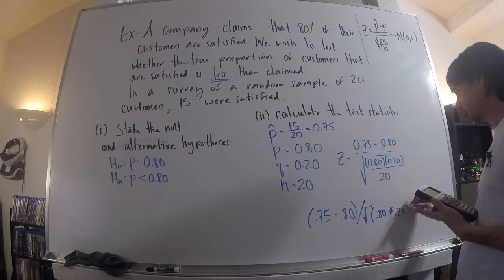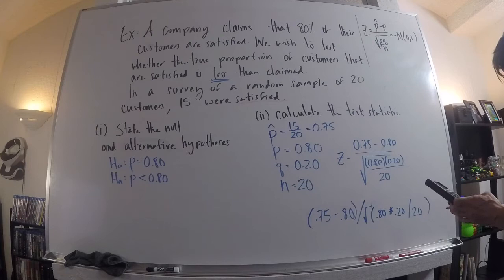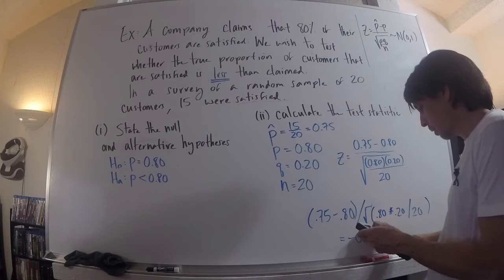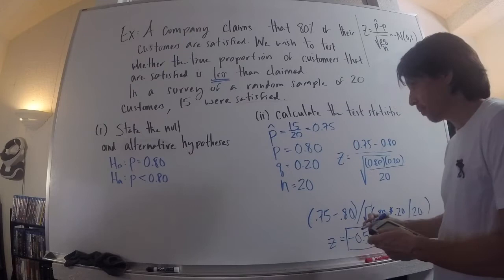And let's do this together. Make sure you do this. Our computations are getting more and more involved. They're not bad, but they are prone to errors if you're not conscious of order of operations. Okay, and I got negative 0.559. That is my Z statistic. That is my answer for part two.